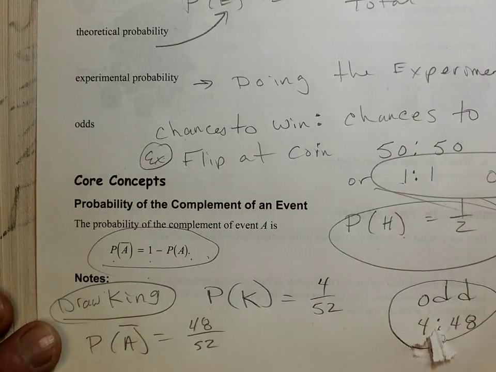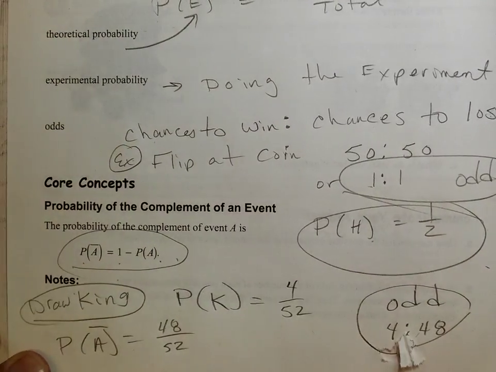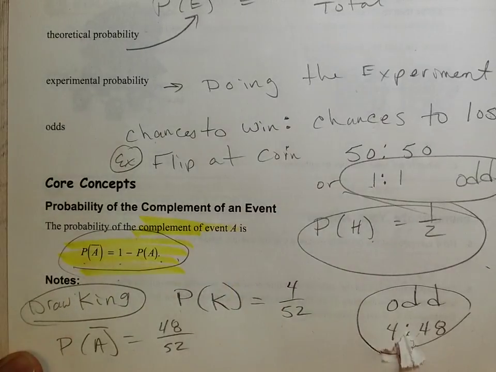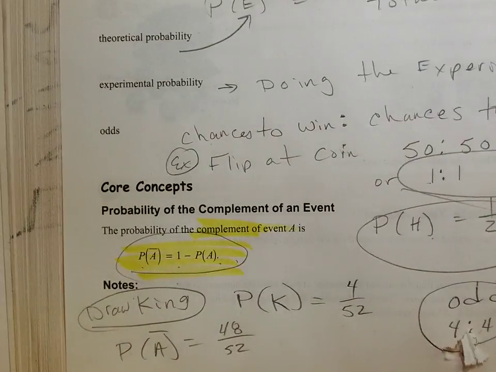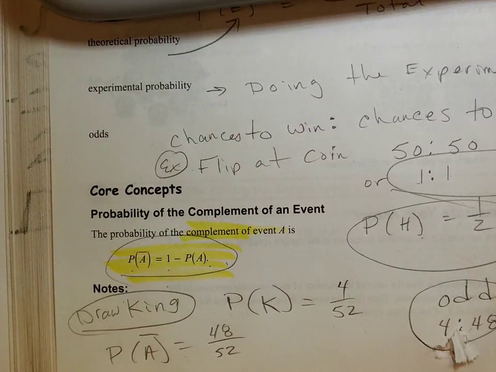I got to explain this really well. This is not hard. This is super easy, but I can explain it really well. A complement, okay? Got to listen. Listen to what I'm saying. The complement is the other.